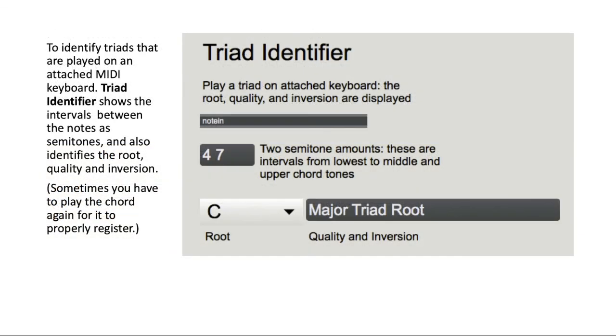To identify triads that are played on an attached MIDI keyboard, we can use the Triad Identifier. It shows the intervals between the notes as semitones and also identifies the root, quality, and inversion. It's not perfect. Sometimes you have to play the chord again for it to properly register.